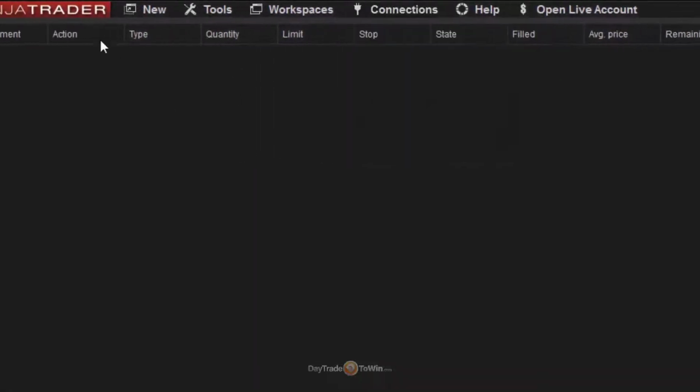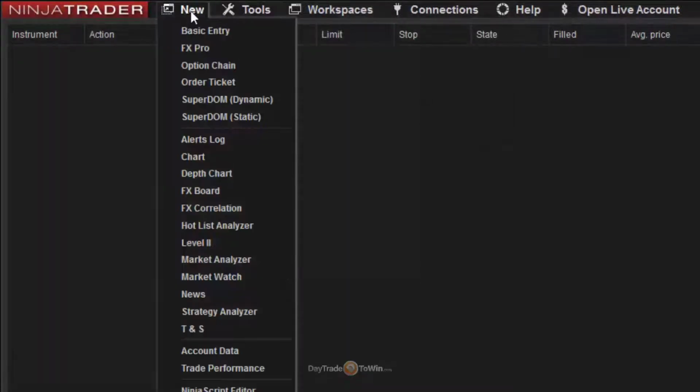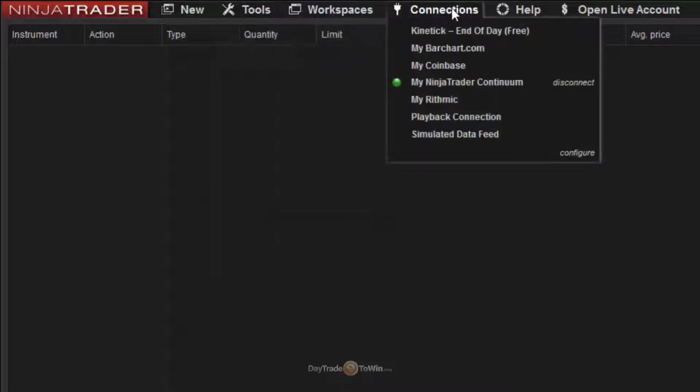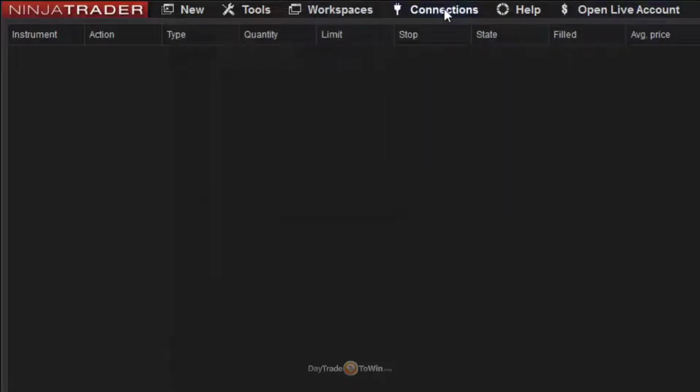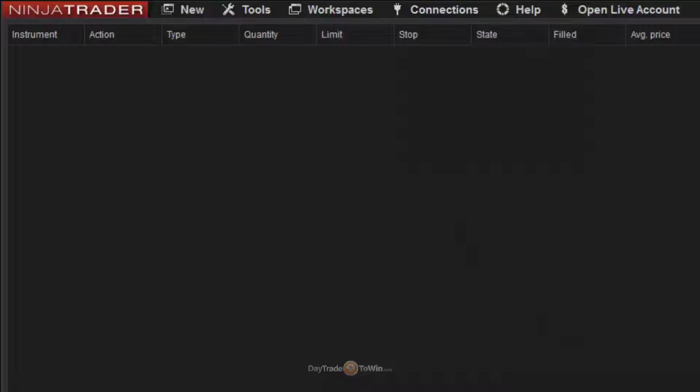So in the case of NinjaTrader, we have the software platform, which is this right here. This is the main control center where you can launch charts and do a number of things. And then there is the broker who gets established within the connections area. Let's get you a visual on that.